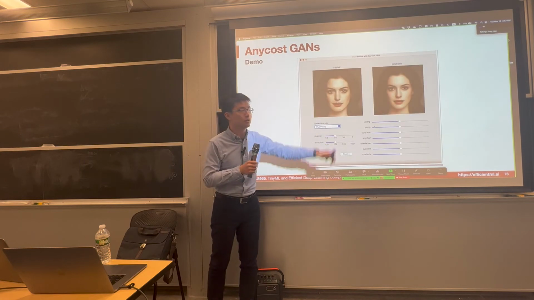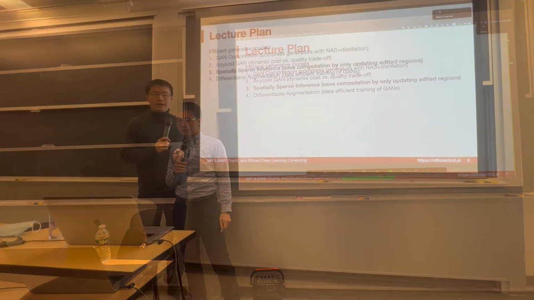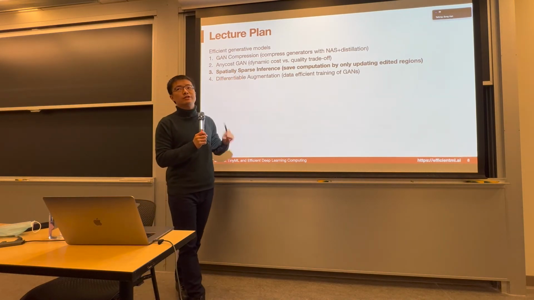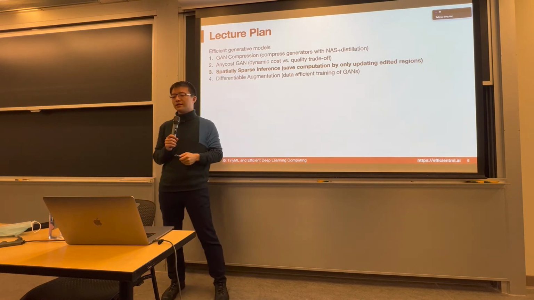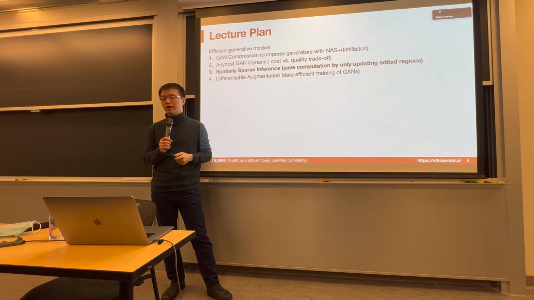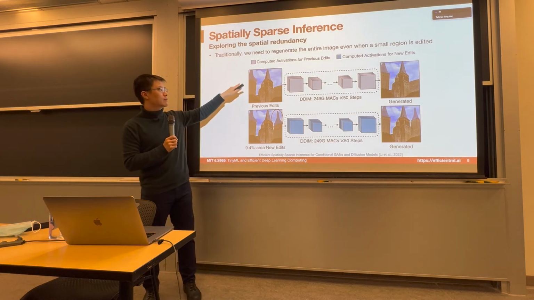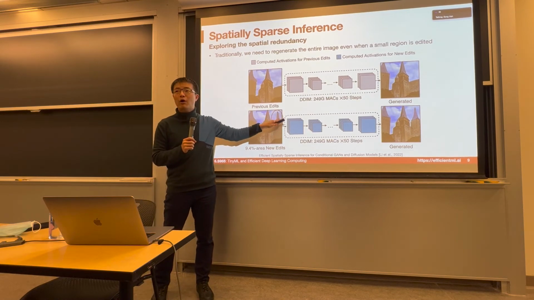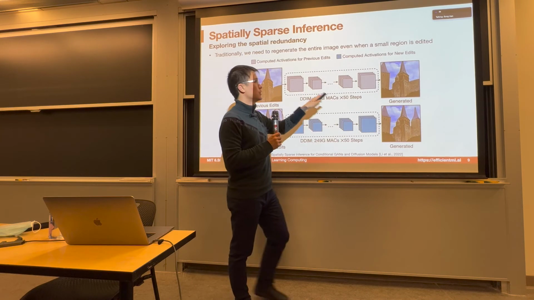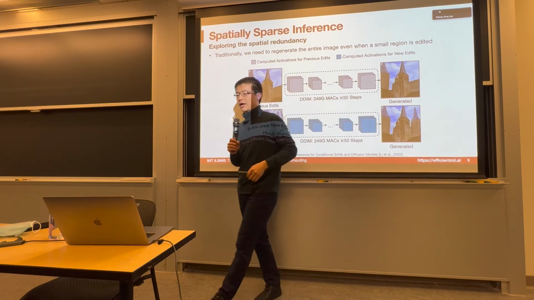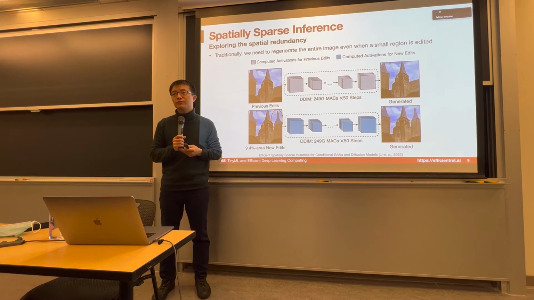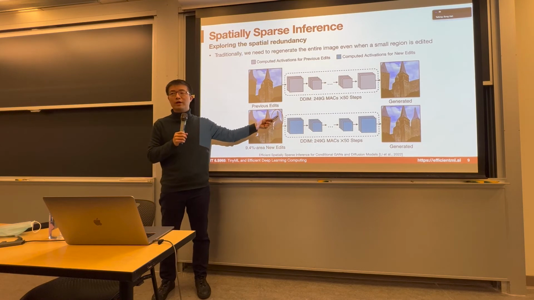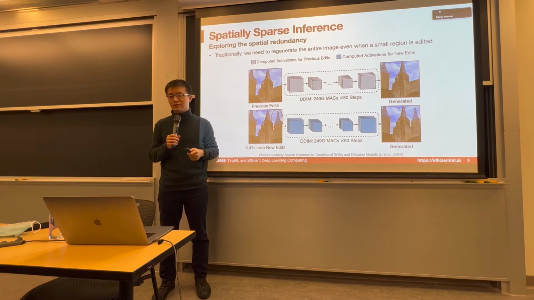And here we have more demos. And now let's get a new idea, right? So let's talk about spatially sparse inference, to take advantage of the spatial redundancy when we are only editing a smaller chunk of the region. Given a previous full image, we now only edit a small part of it and try to generate a new image given our edits. For photo editing, usually we are not editing 100% of the entire image, but rather it's the case where only a subset of the pixels changes.